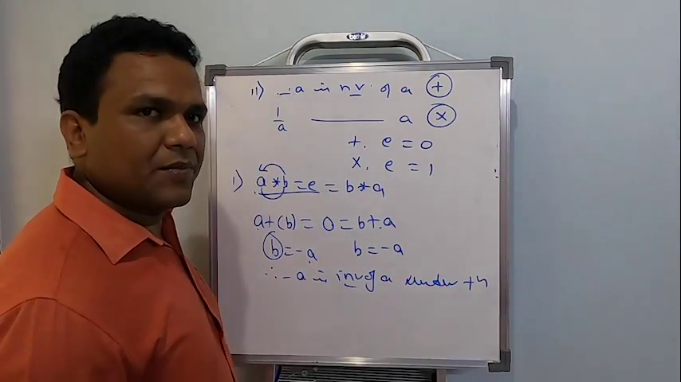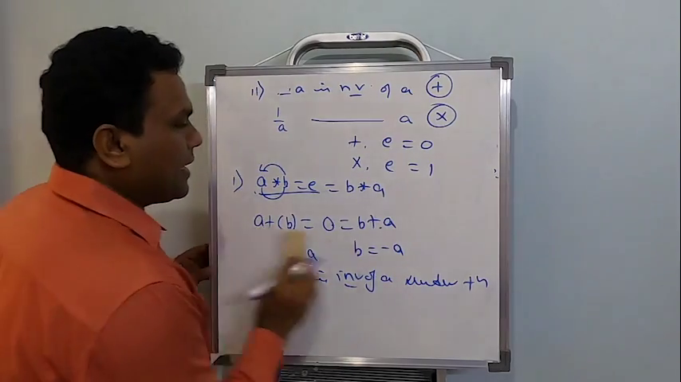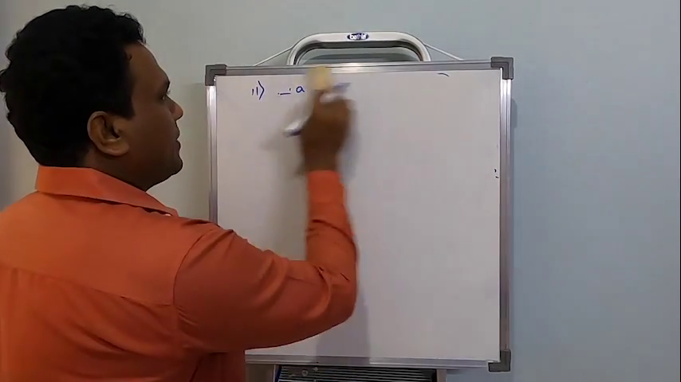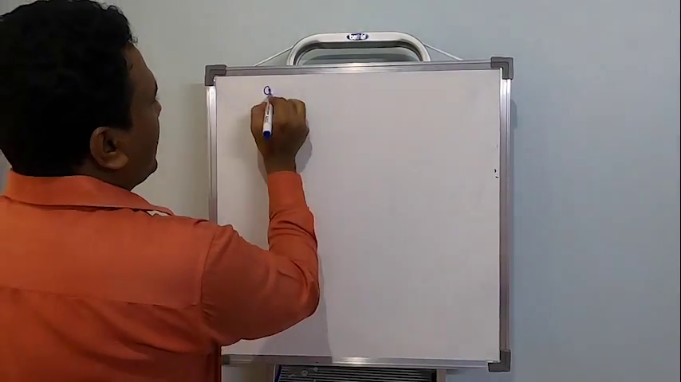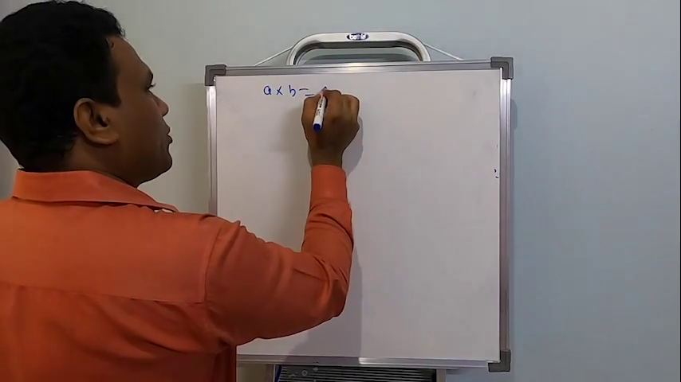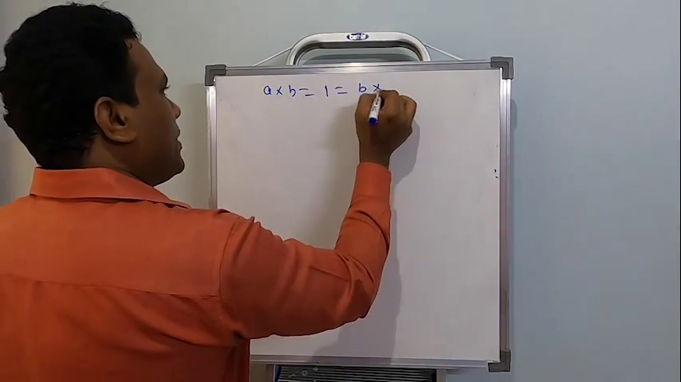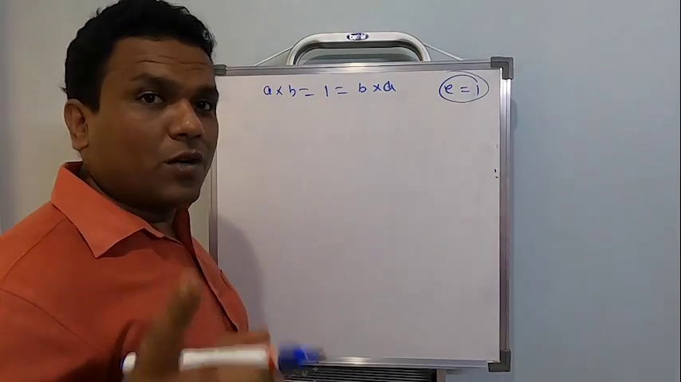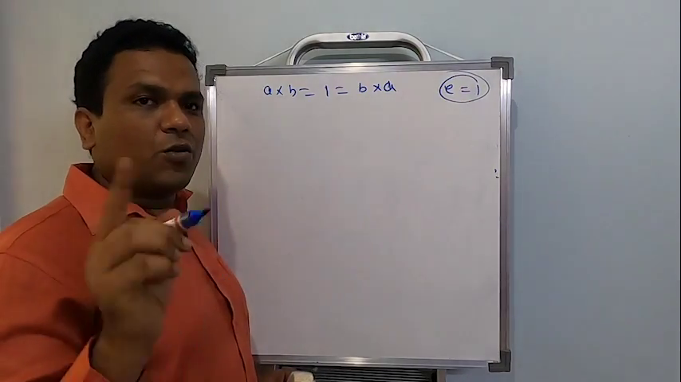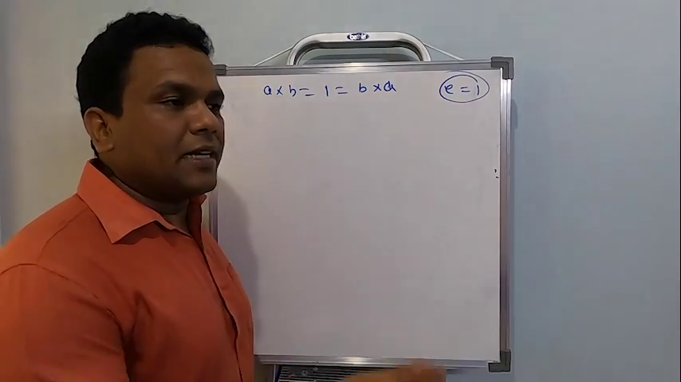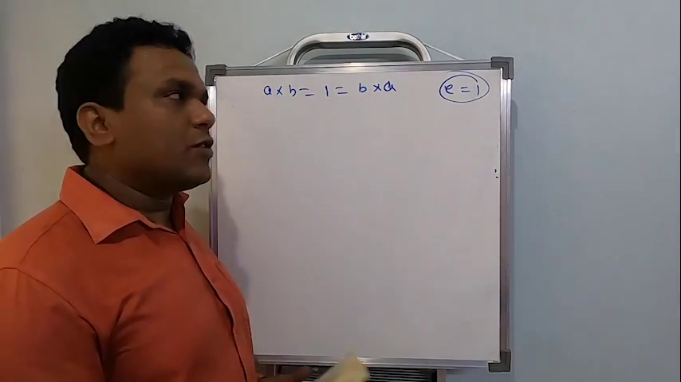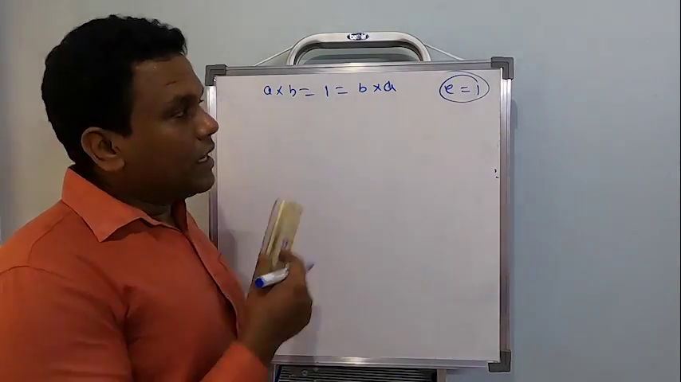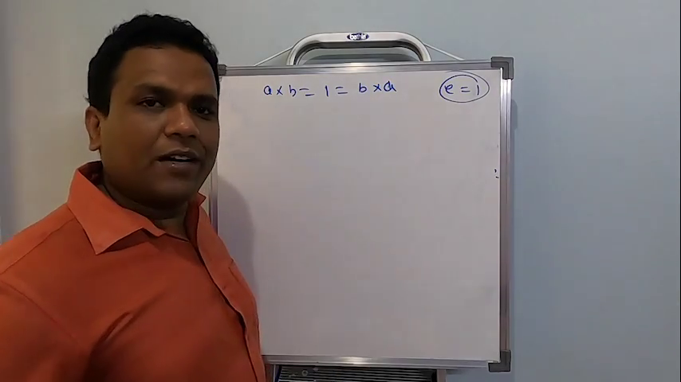Therefore, minus A is the inverse of A under addition. Fine. Now similarly, if I try to find the inverse under multiplication, A multiplied by B should be equal to 1, which should be equal to B multiplied by A. Remember, you cannot solve any problem of inverse without knowing the identity. Even though they directly say go and check the inverse, first you have to find the identity and come back. If you know it, it's good. If not, you find it and come back.